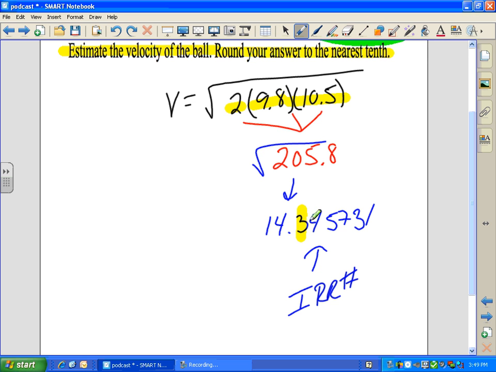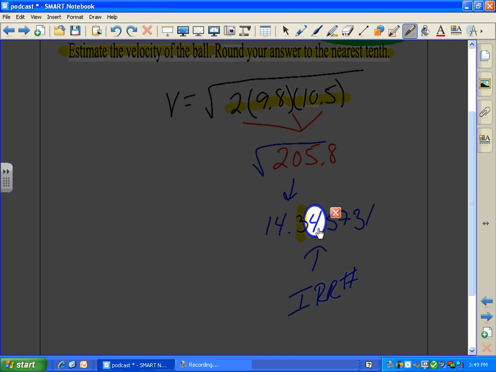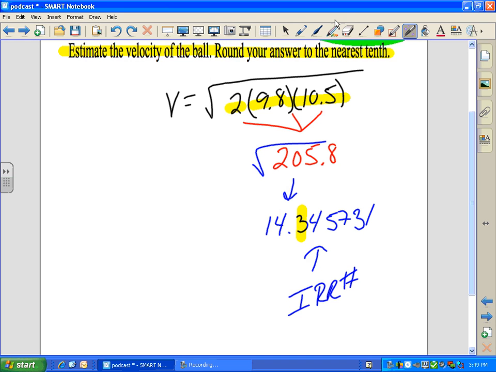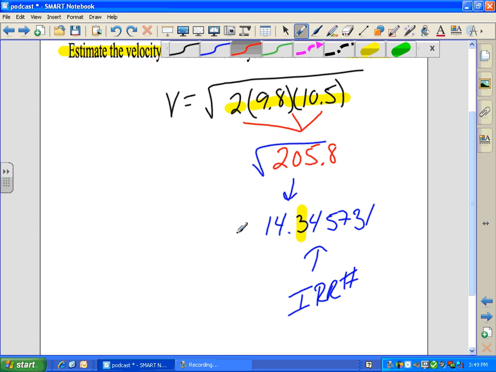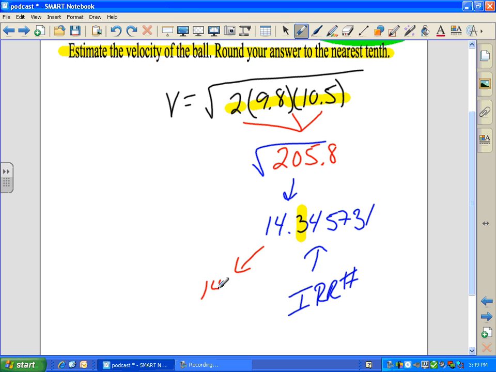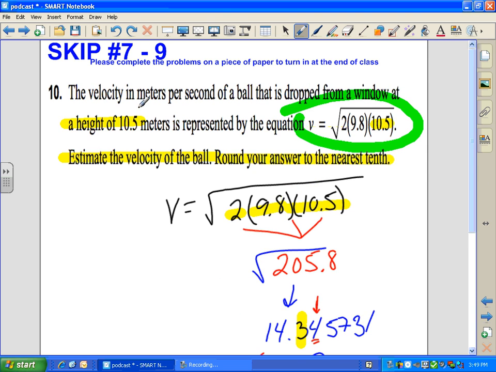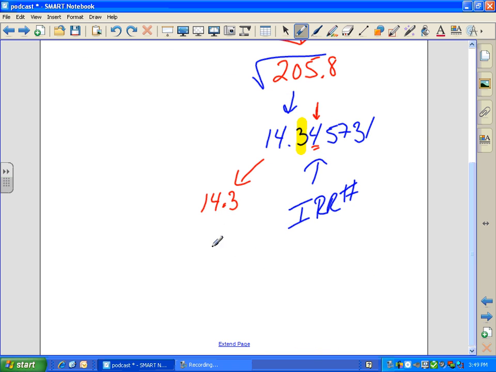That's my tenths place. I'm going to look at the neighbor to the tenths. If it's 1, 2, 3, 4, leave it as it was before. So when I round this to the nearest tenths place, it will round to 14.3, plus 10 bears. If this digit right here was 5, 6, 7, 8, 9, then I'd go back and add 1, and then my answer would be 14.4. The answer is 14.3 meters per second.